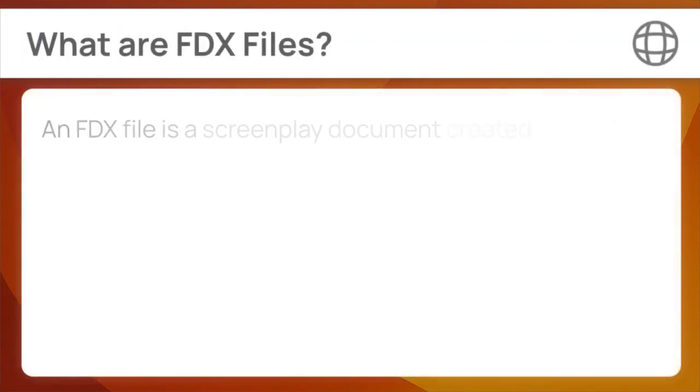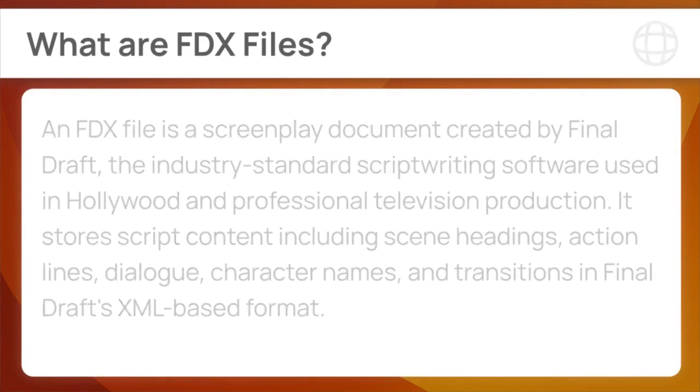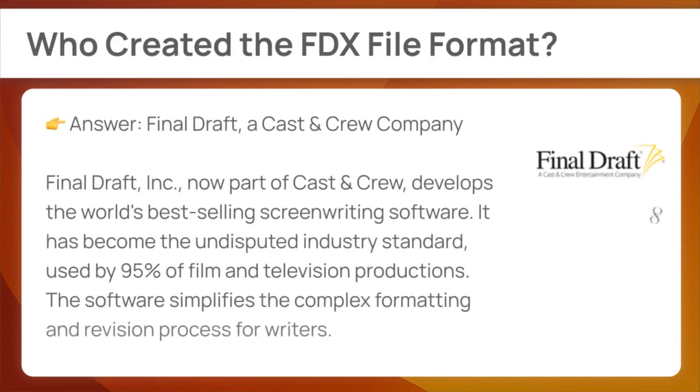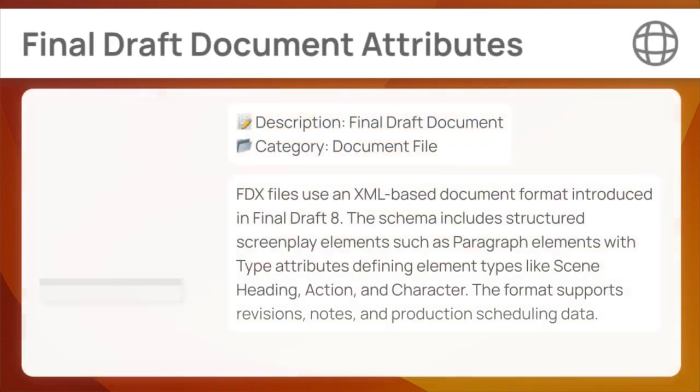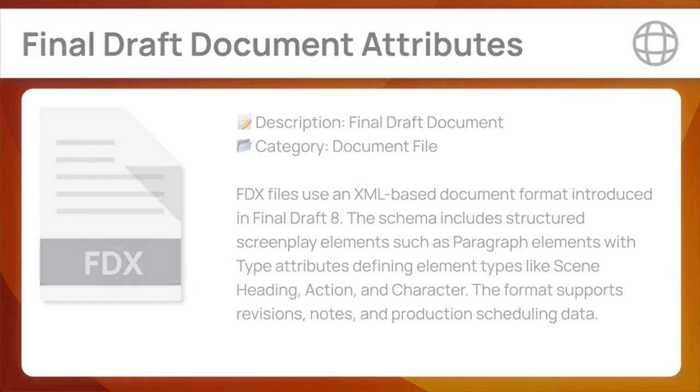An FDX file is a screenplay document created by Final Draft, the industry standard scriptwriting software used in Hollywood and professional television production. It stores script content, including scene headings, action lines, dialogue, character names, and transitions in Final Draft's XML-based format. FDX files use an XML-based document format introduced in Final Draft 8. The schema includes structured screenplay elements such as paragraph elements with type attributes, defining element types like scene heading, action, and character. The format supports revisions, notes, and production scheduling data.